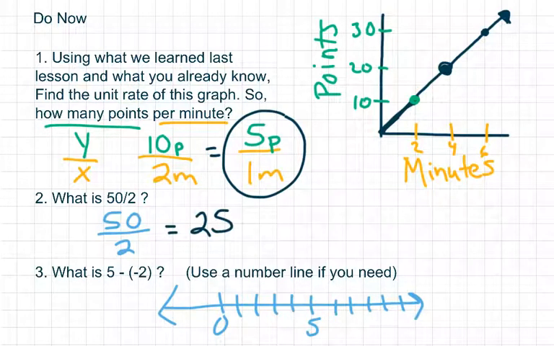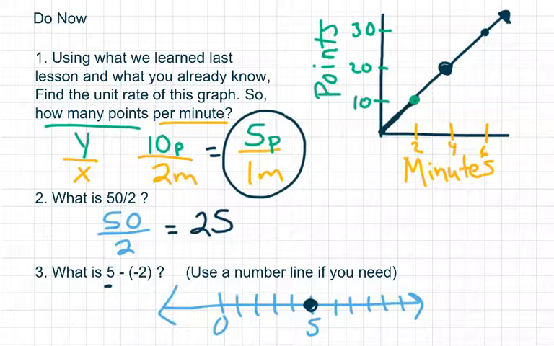And the last one, it says 5 minus negative 2. So I suggested using a number line here because we know that number lines are helpful when adding and subtracting, especially with negative numbers. They can get confusing. So whenever we have addition or subtraction, we can use this number line. We'll always start on the first digit, which is 5. And then it says to subtract.